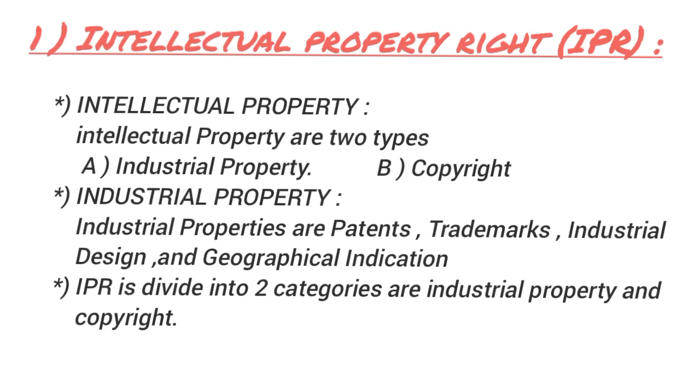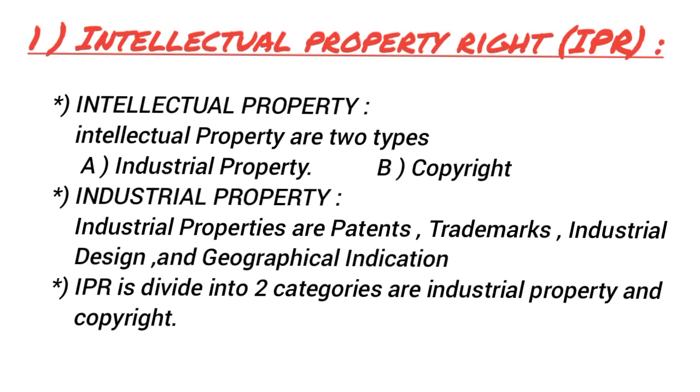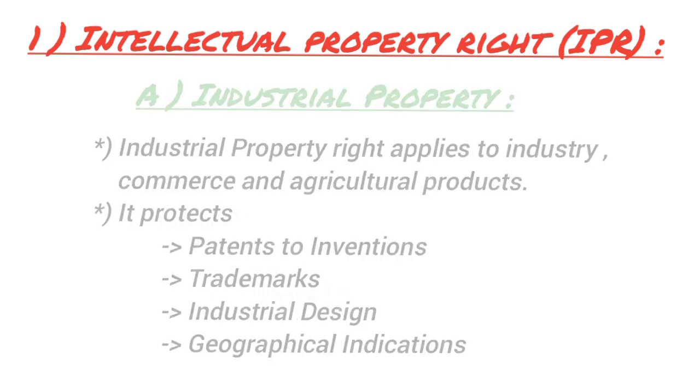Information technology. Intellectual property right, IPR. Intellectual property rights are of two types: industrial property and copyright. Industrial properties are classified differently: patents, trademarks, industrial designs, and geographical indications. IPR is divided into two categories: industrial property and copyright. Industrial property.